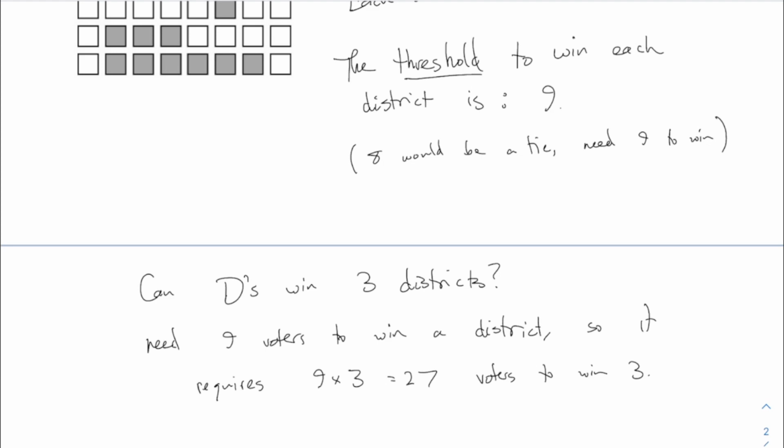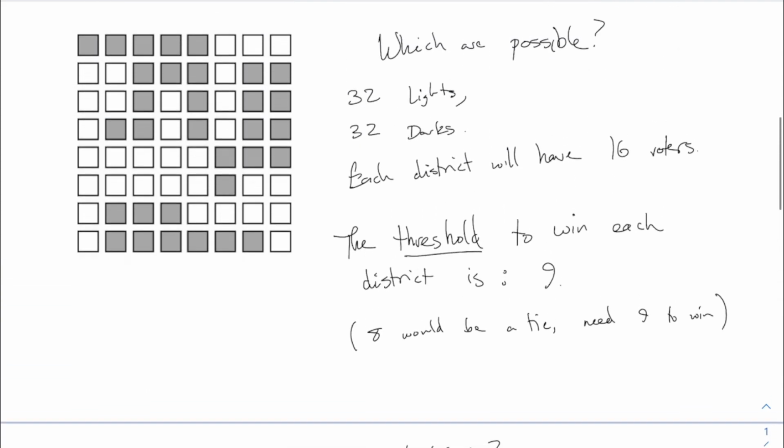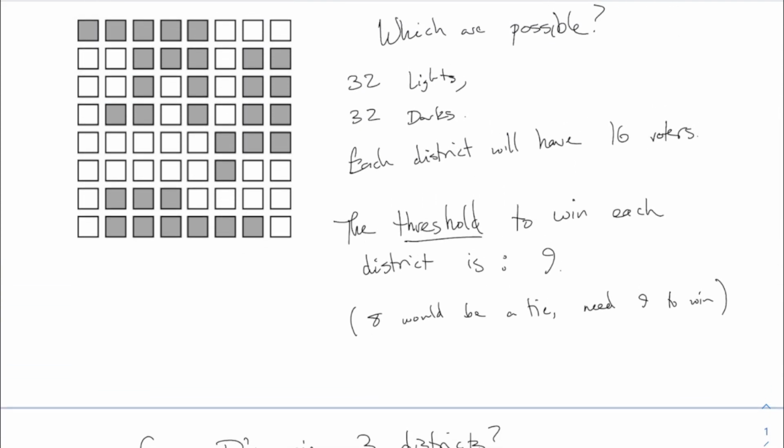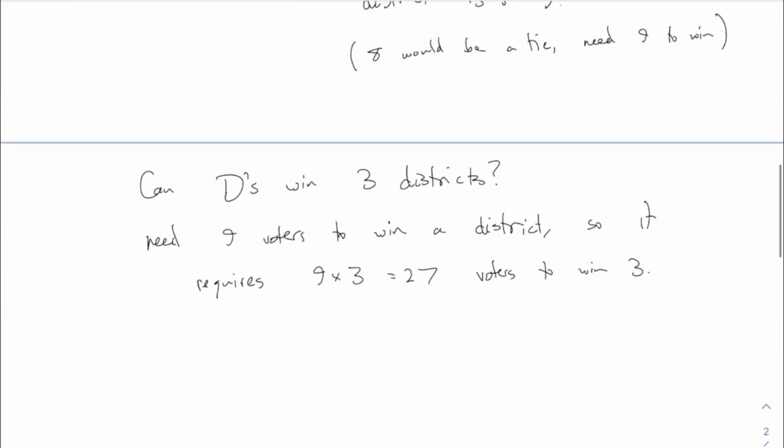Yes, they do. I said before, or you can count them if you like. They have 32 light voters in here. It requires 27 in order to win 3 districts, and so they do have enough. So the D's can win 3 districts. You can figure all of this out without really even looking at the picture. Like I said, it's a separate issue to actually draw the districts in a way that the D's win all 3. But this is how you reason about whether this or that group can win this many.